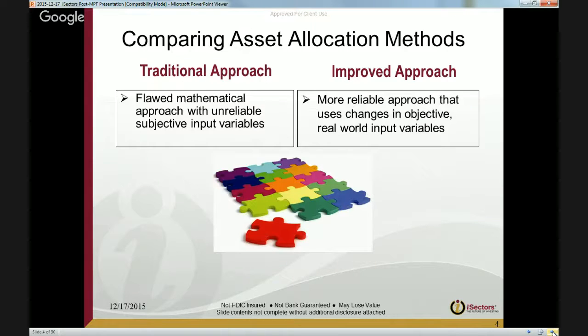Number 1, we enhance your portfolio's asset allocation algorithm. As you well know, the traditional approach is flawed mathematically because it uses unreliable subjective input variables, where the post-MPT approach uses more reliable objective input variables, real-world input variables in our algorithm.